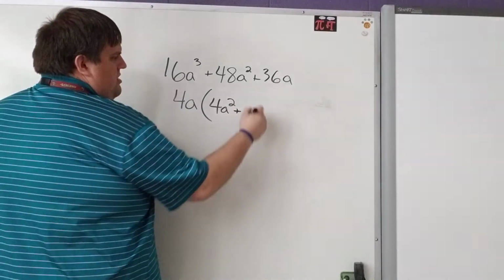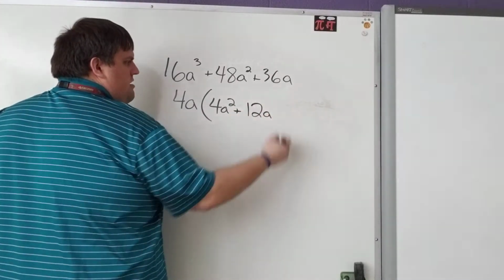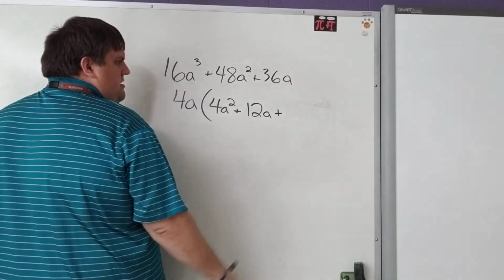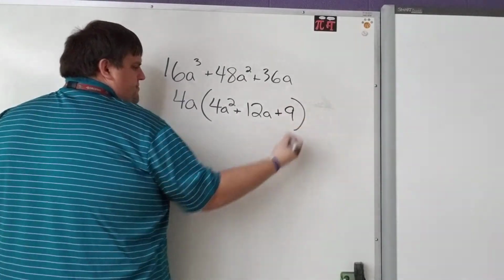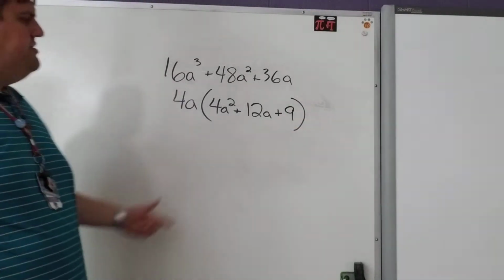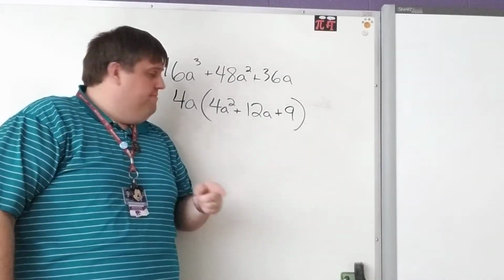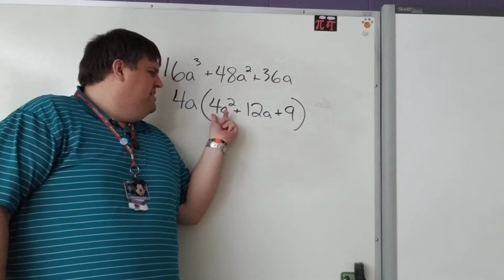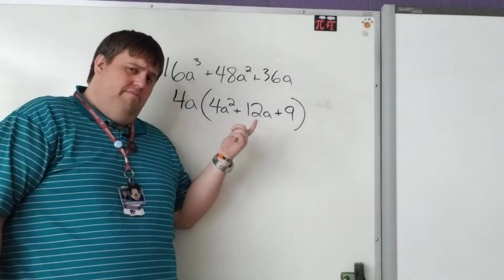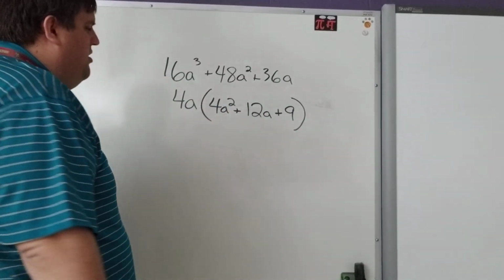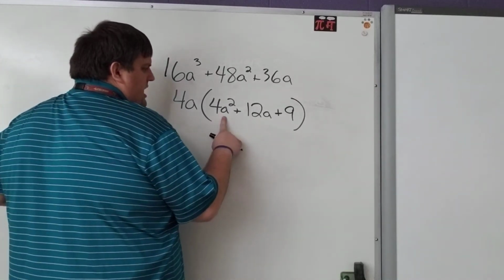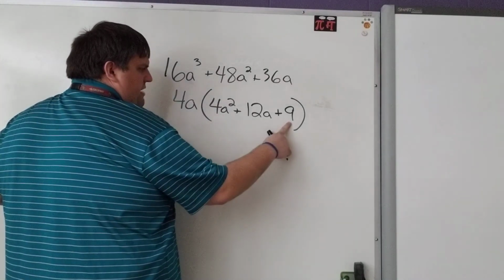that's gonna give me 4a squared plus 12a plus 9. And now let's look at this inside part, because I noticed that 9 here is a perfect square, and 4a squared is also a perfect square. So we can kind of roll with that, right?